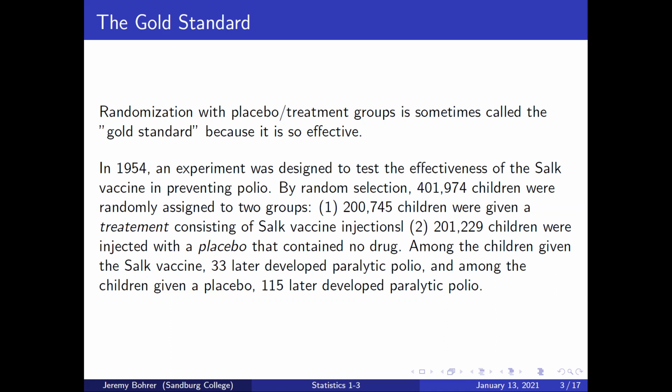Among the children given the Salk vaccine, 33 later developed paralytic polio. And among the children given a placebo, 115 later developed paralytic polio.